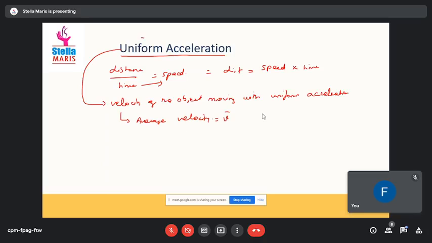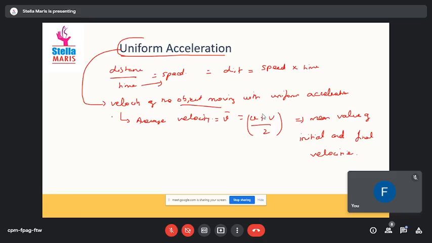When the body is moving with uniform acceleration, the average velocity is nothing but the mean value of the initial and final velocities. Now I want to find the distance the object moved, the object having uniform acceleration. So I substitute s in the place of distance, and in the place of speed I put the average velocity, that is (u plus v) by 2, and the time is the same, t. So s is equal to (u plus v) by 2 into t.